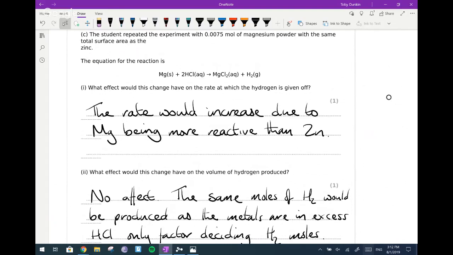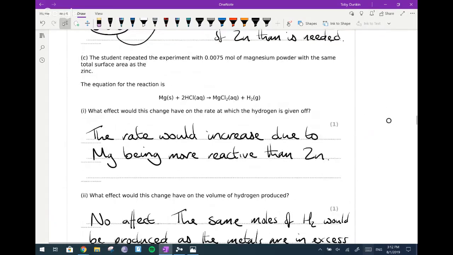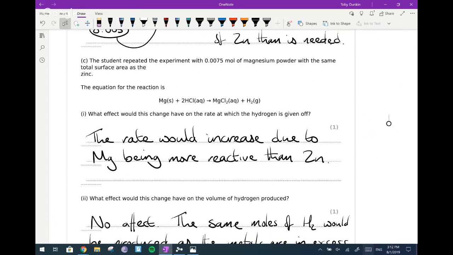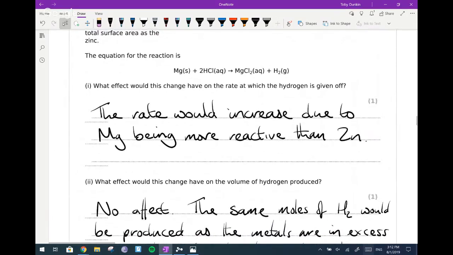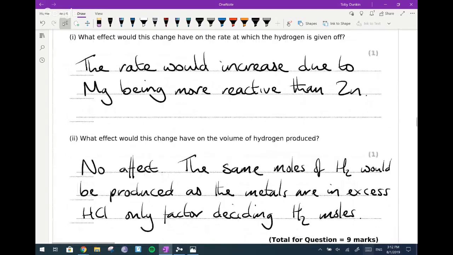It then says, student repeats the experiment with magnesium at the same total surface area. What effect would this change have on the rate of reaction? The rate would increase due to magnesium being more reactive than zinc. I thought that was really cheeky, throwing a reactivity of metals question into a calcs question.